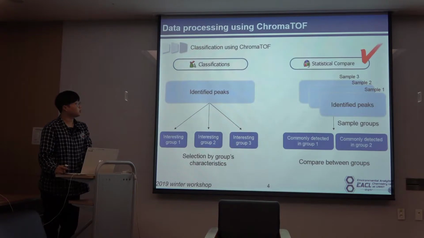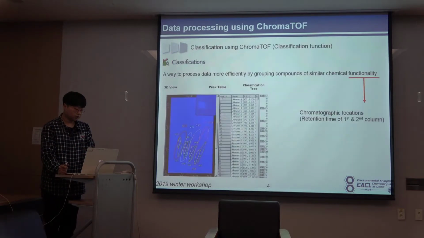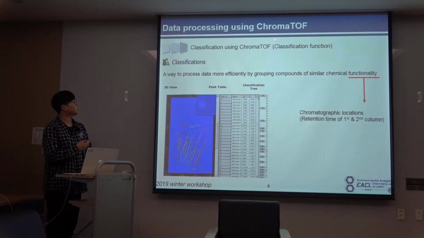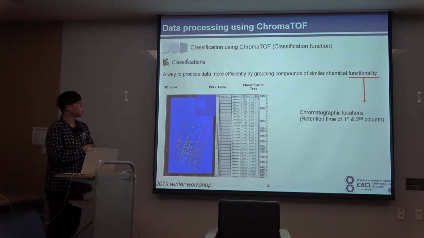So in this presentation, I focused on the statistical compare function. Before the statistical compare function, I briefly explained the classification function. On the chromatogram, there is first retention time and second retention time, and the eluted peaks show similar properties if they are located similarly.